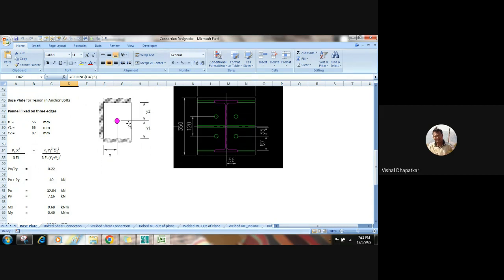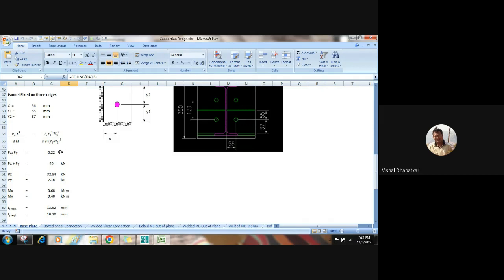When the load is acting at a certain distance from the support, for the cantilever portion, what is the deflection equation? So we are just comparing the deflection in both directions. One is for the cantilever, another is for the fixed beam. Remember, this is a fixed beam, not a pin beam, having a load somewhere on the length of the member. So based on that, we got Px and Py, the ratio of Px and Py.